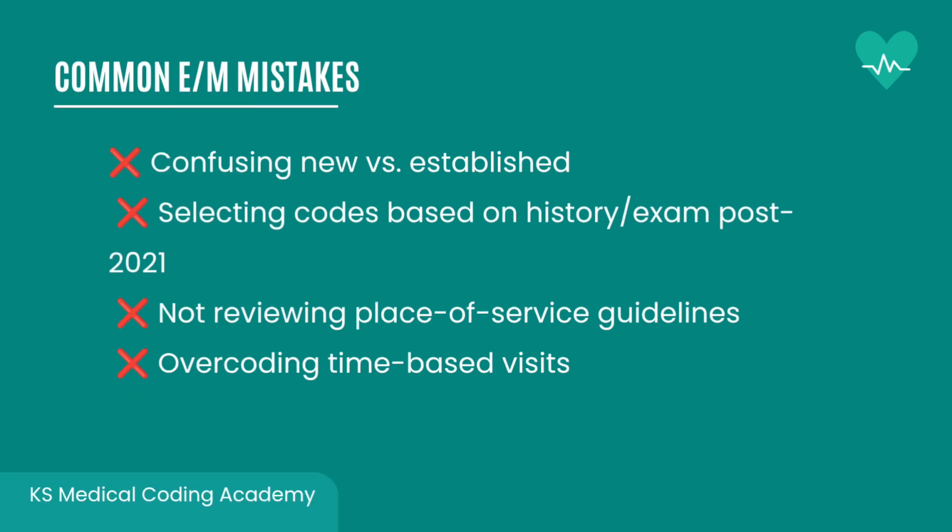Here are a few common mistakes to avoid. Confusing new and established patient definitions. Using history or exam to select EM levels for office visits after 2021. Skipping place of service rules. Overcoding based on time without supporting documentation. Knowing these pitfalls can help you avoid losing points.